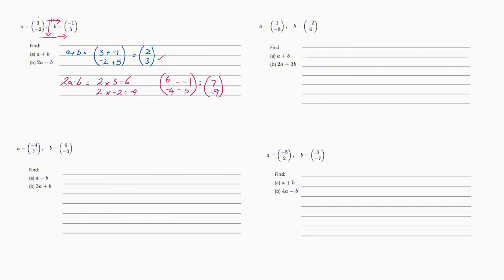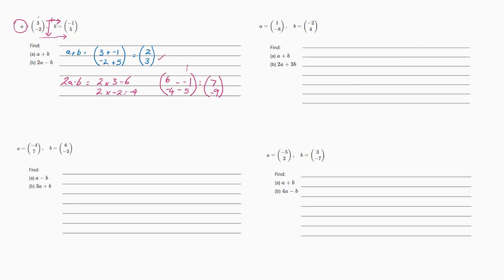Next, 2A minus B. Well, we know with algebra, when the letter is attached to a number, it means multiply. So it's asking us to do 2A minus B. So we're going to do 2 times 3, because we're only looking at the A column. So it's 2 times 3 equals 6. 2 times minus 2 is minus 4. Now we're going to put all this into another vector. So we've got 6 and minus 4, which is our new A.